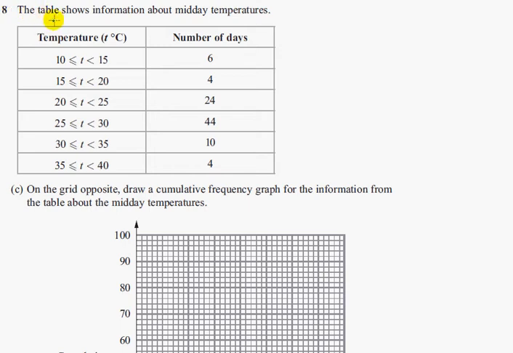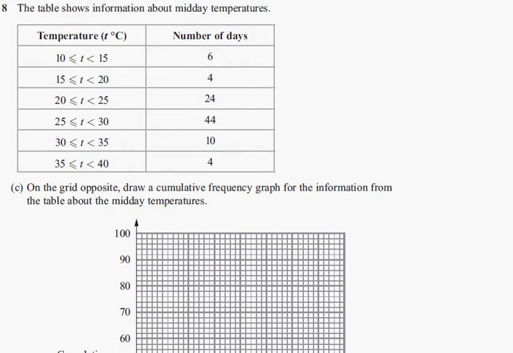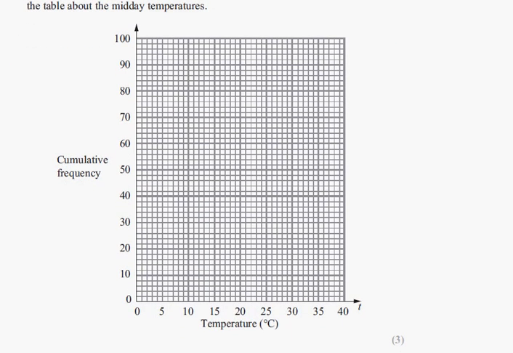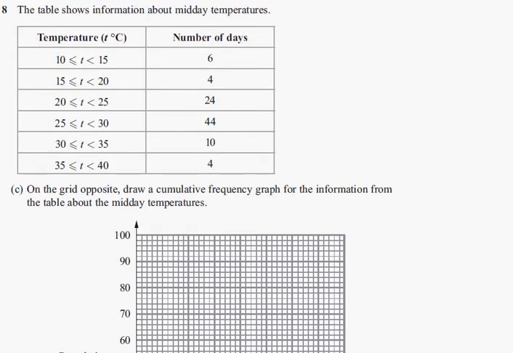Question 8, Part C. The table shows information about the midday temperatures, and Part C says on the grid opposite, draw a cumulative frequency graph for the information from the table about the midday temperatures. So we've got a cumulative frequency graph here, but first of all we need to work out the cumulative frequencies.